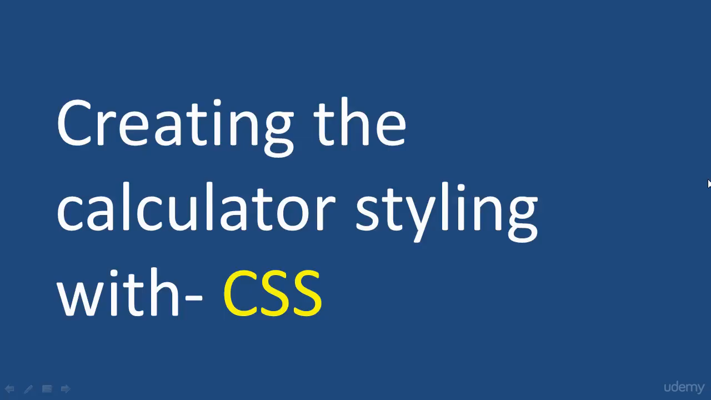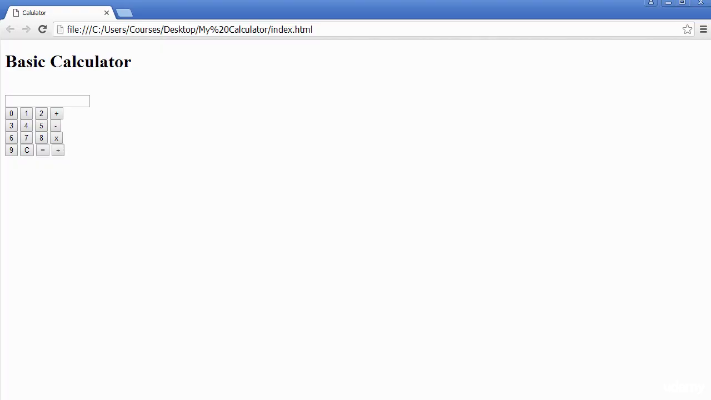In this lecture, we are going to be creating the styling for our calculator using CSS. So we'll be using a combination of external CSS and inline CSS. This is what the calculator looks like at the moment. By the time we're done with this lecture, it should look a little bit prettier.